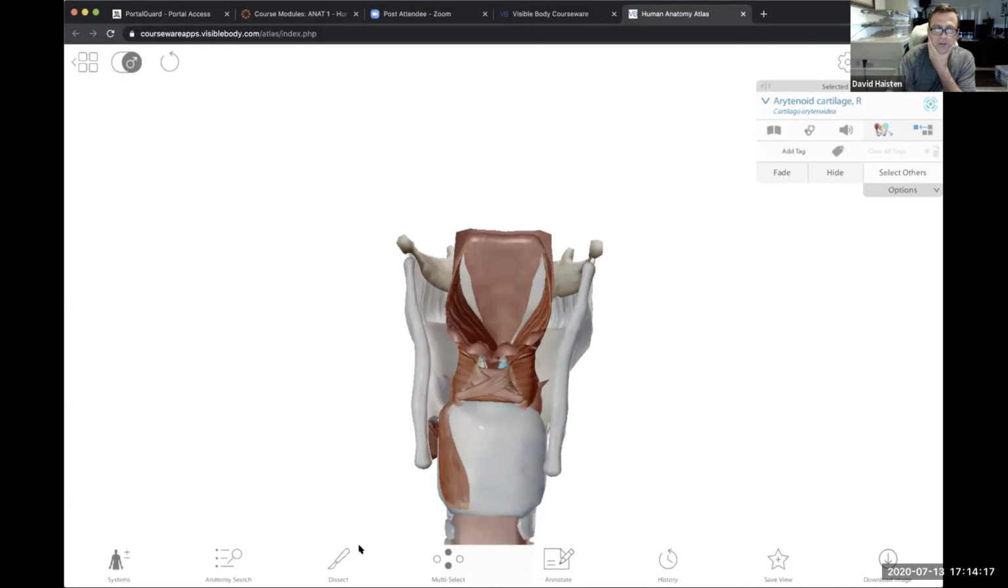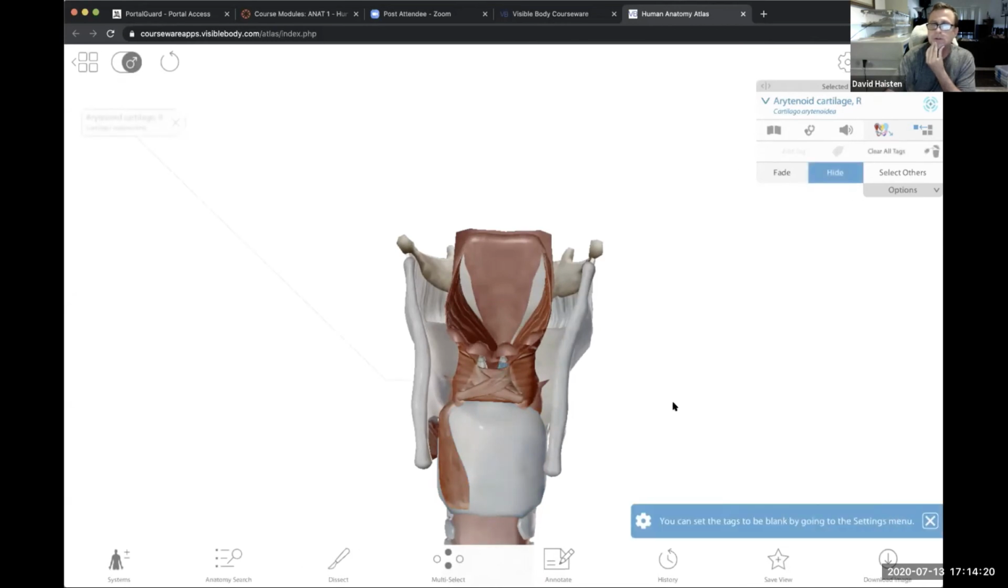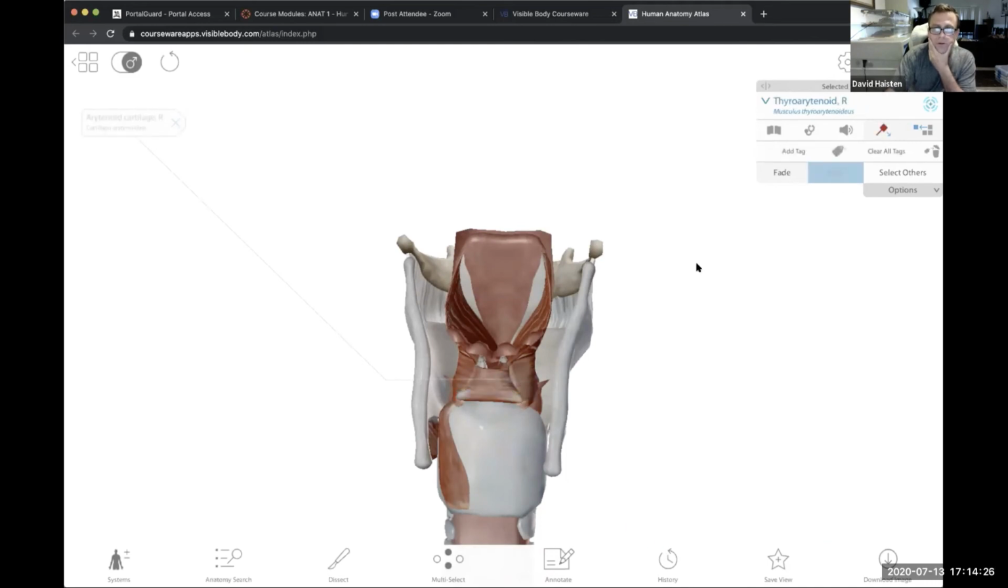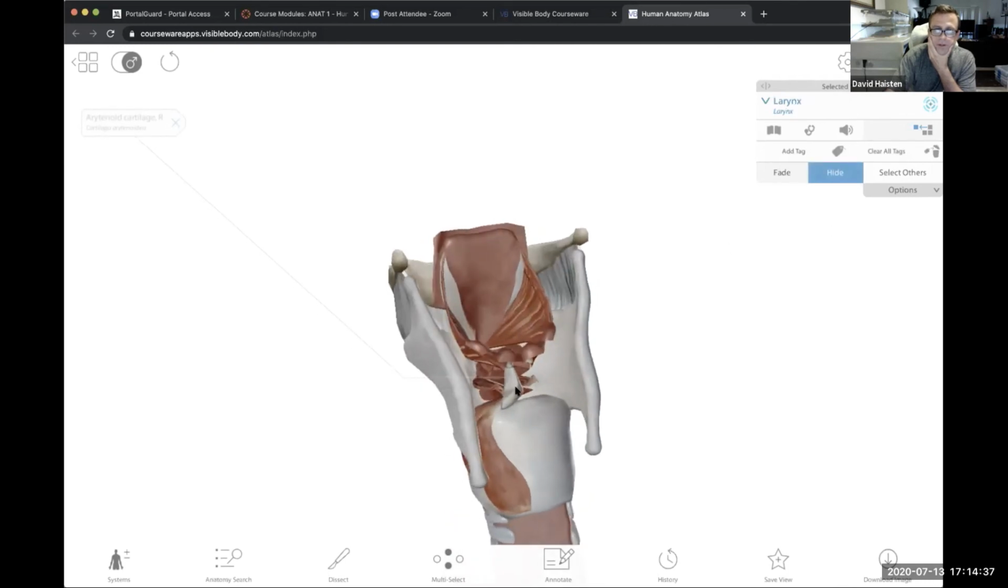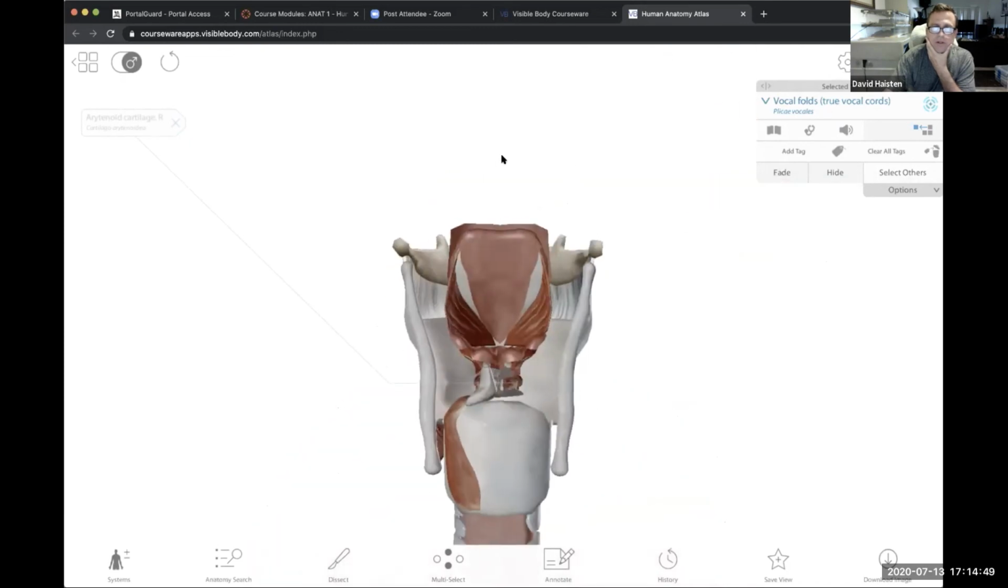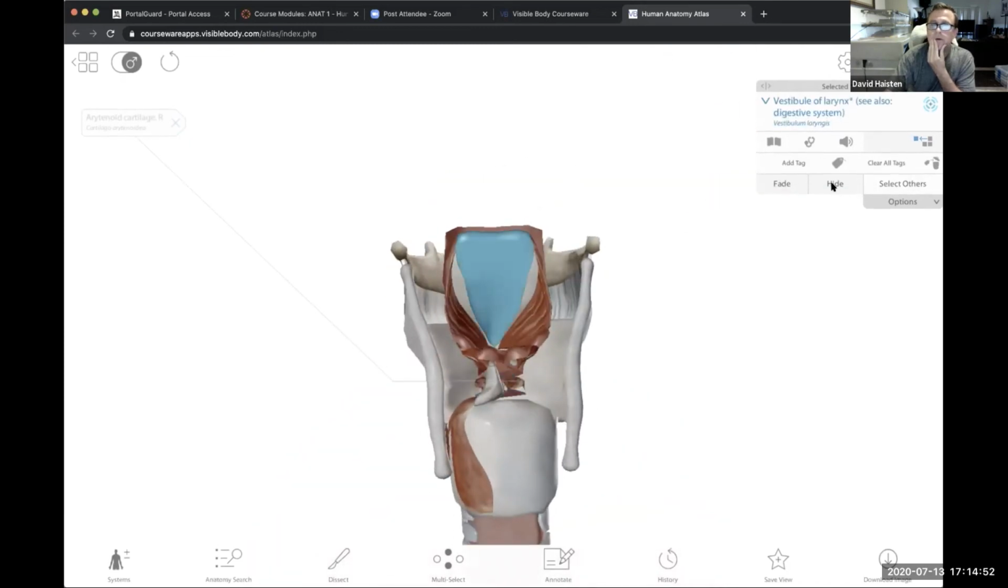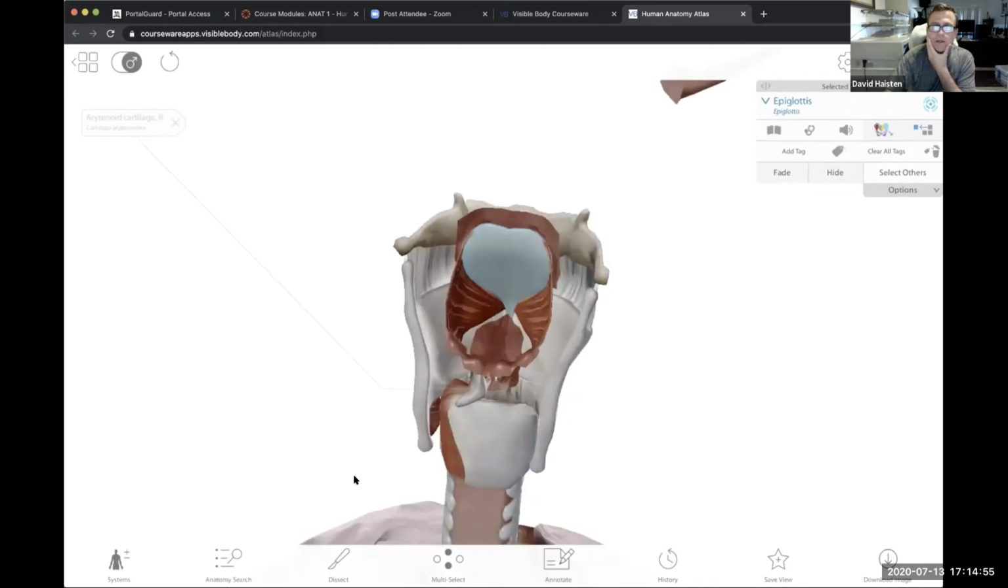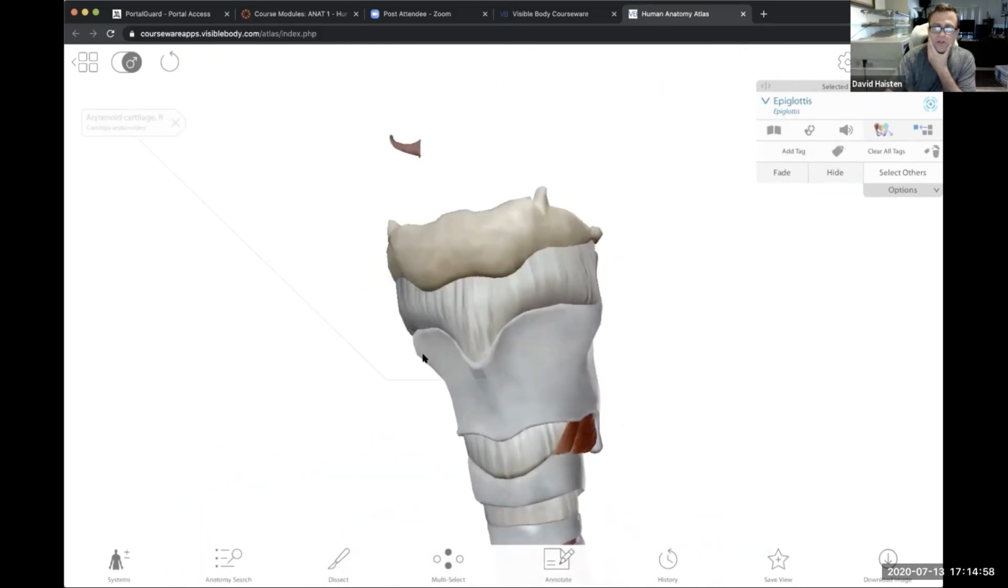Arytenoid cartilage is right there. We can get rid of some more structures. Okay, we have our arytenoid, corniculate, everything's there. Okay, your true vocal cords, true vocal cord folds. Okay, there's our epiglottis. So everything's here, all the same structures.